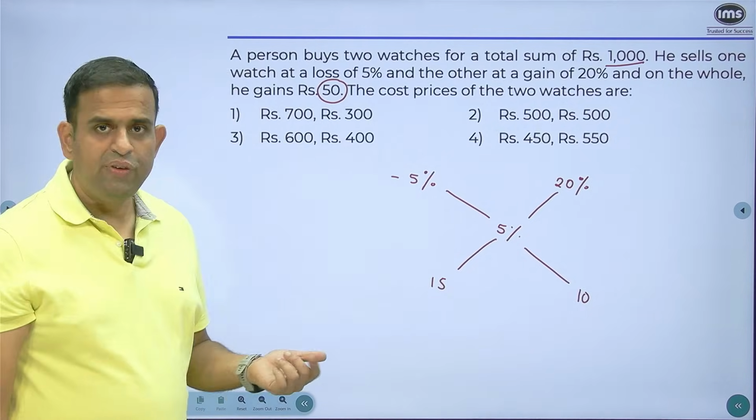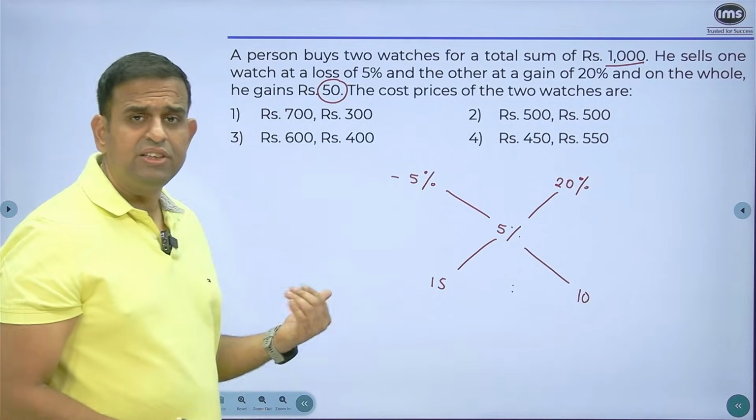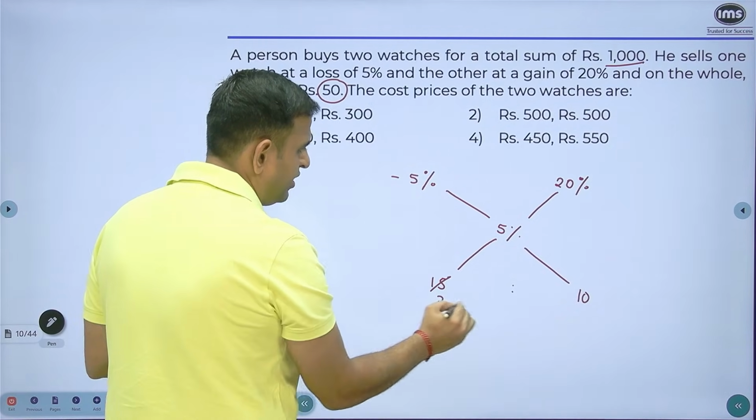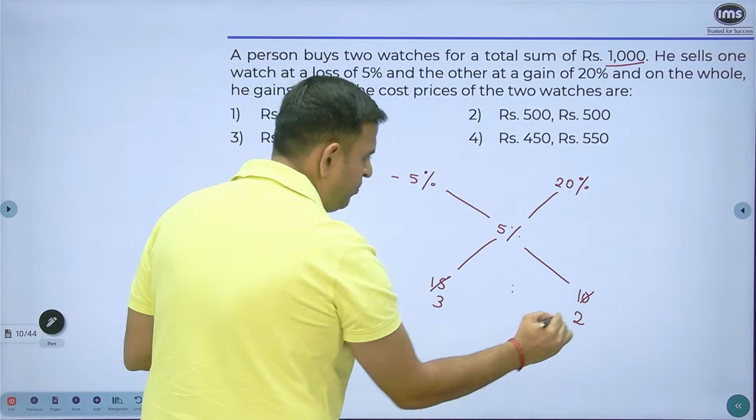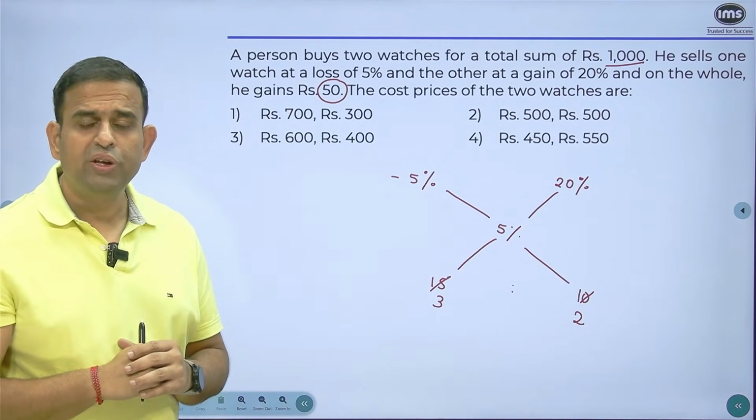So we got 15, we got 10. So if I look at the two, let's say watches must have a price in the ratio of 15 is to 10, or I can simply say 3 is to 2. But the total value of both of them put together happens to be rupees 1000.